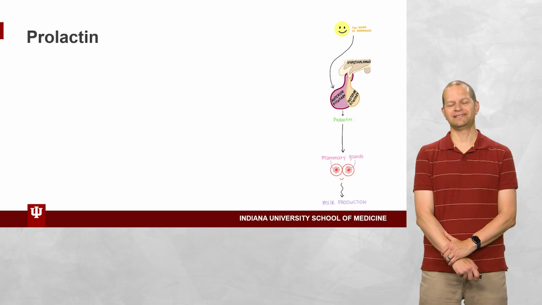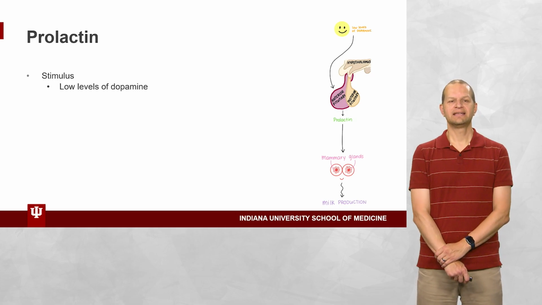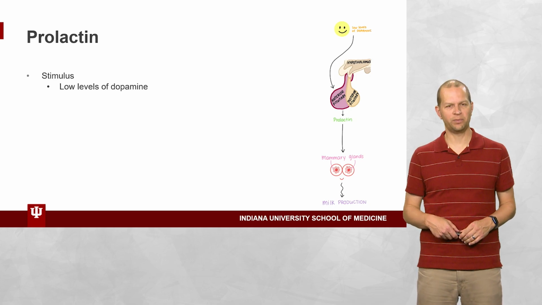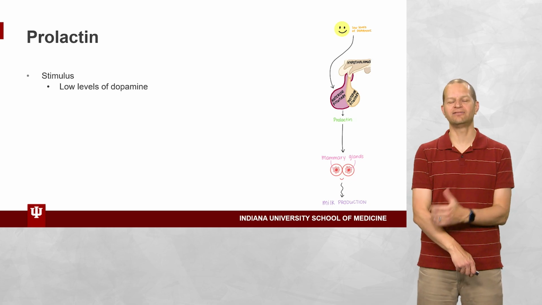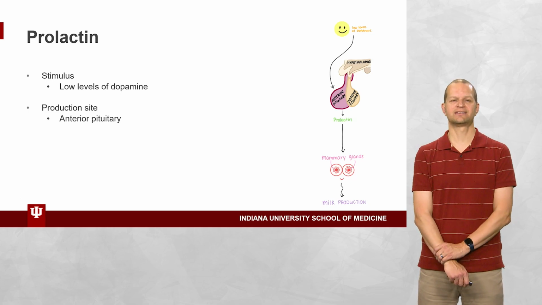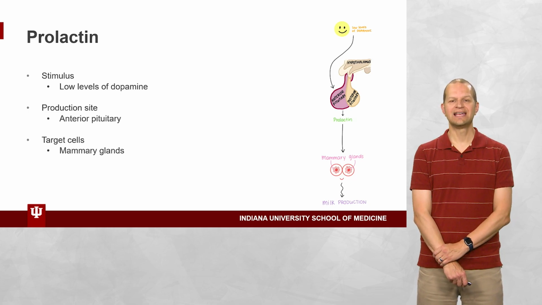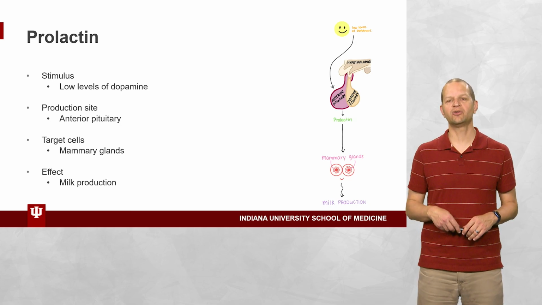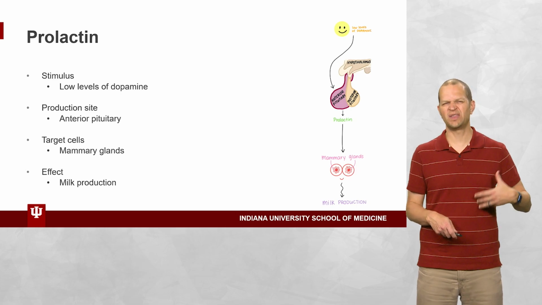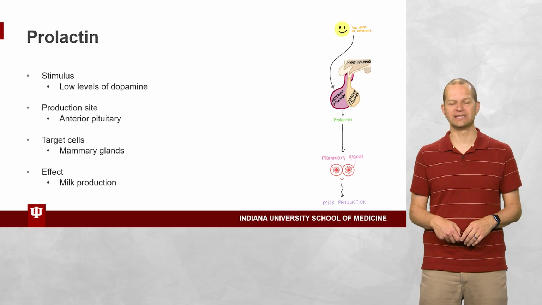Then we've got prolactin. Okay, prolactin is stimulated by low levels of dopamine. Okay, dopamine actually inhibits the production of prolactin, so when women have low levels, prolactin is released. It's produced in the anterior pituitary, and it targets the mammary glands. Ultimately, what this does is this causes milk to be produced. It's important to know that it's the milk production, not the milk release.